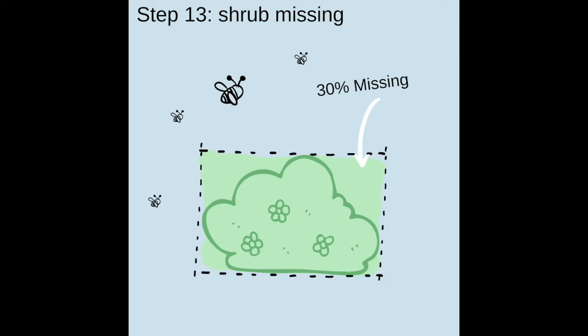Step 13. Record the amount of shrub missing. For this step, we would like you to imagine your block of shrubs sitting in a box. The height and width of the box are the same width and height as the shrub, but you will notice that the shrub doesn't fill the whole box because it's not the same shape. Please have a guess at how much of this box is empty and is not filled by the shrub.